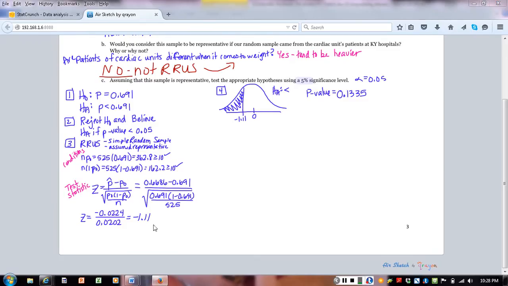We're just going back to step 2 now. So looking at my p-value, is it less than 0.05? No, it is not. So we are going to do what we call fail to reject the null. Or in a sense, we're not going to believe the alternative.